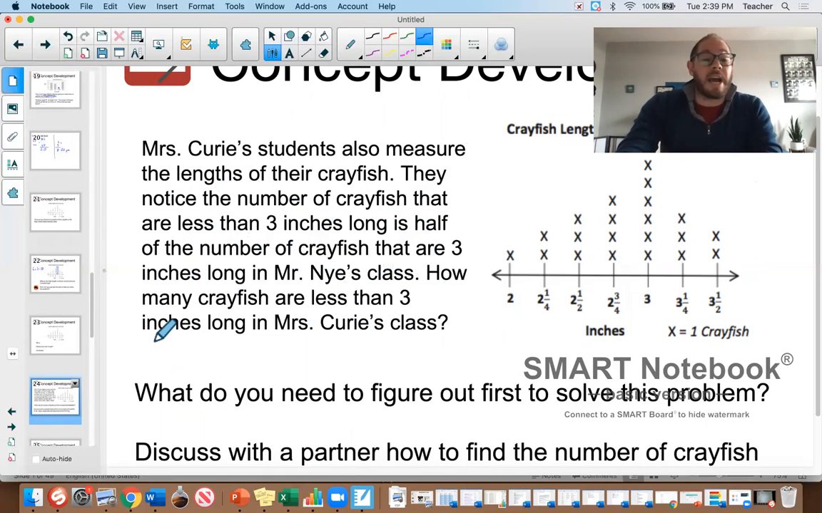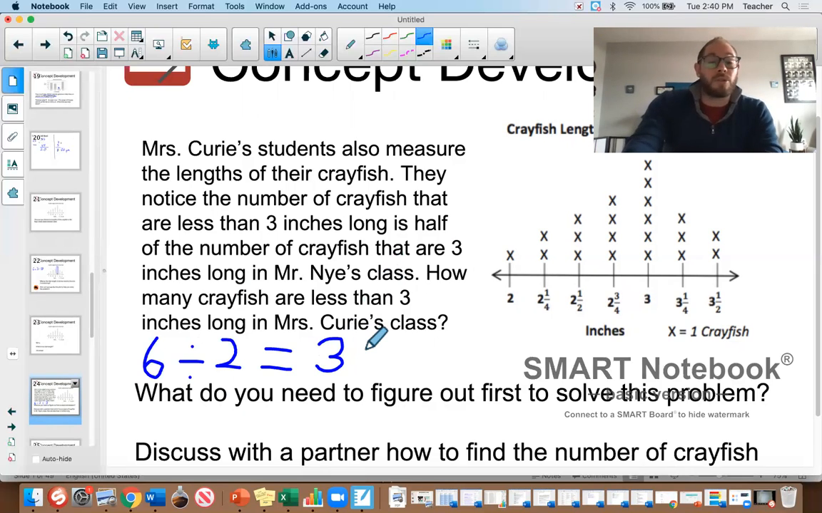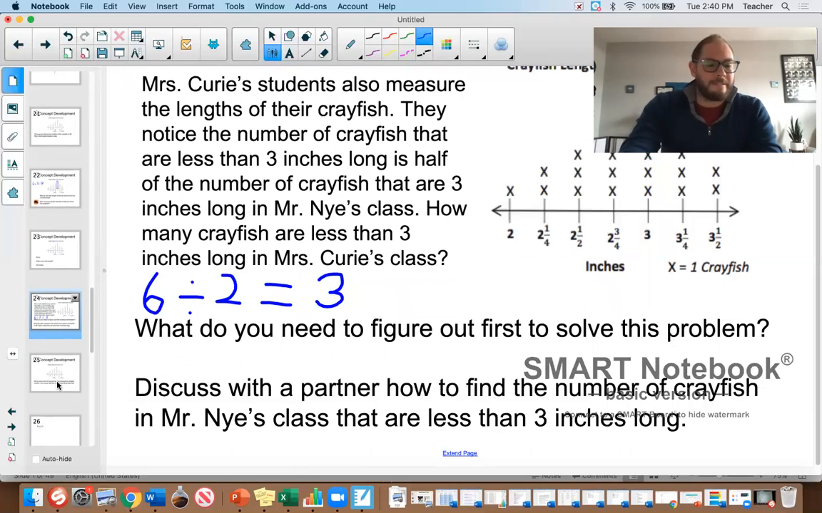Well, we know that Mr. Nye had 6 crayfish that were 3 inches long, and half means divided by 2. So we can say 6 divided by 2 equals what? What times 2 equals 6? If you need to, do your skip counting, work it out. The answer, of course, is 3. Mrs. Curie's class had 3 crayfish that were less than 3 inches long. All right. Let's move on.